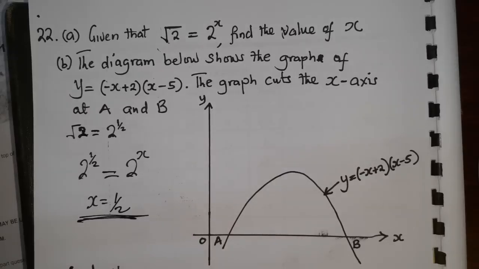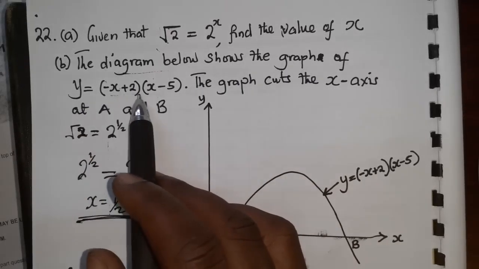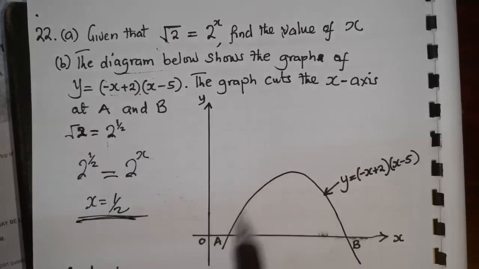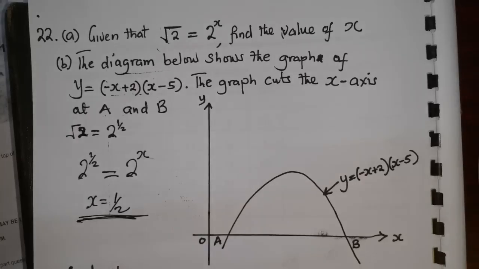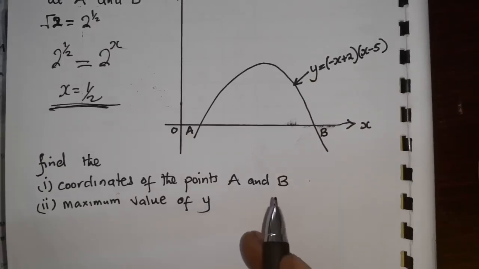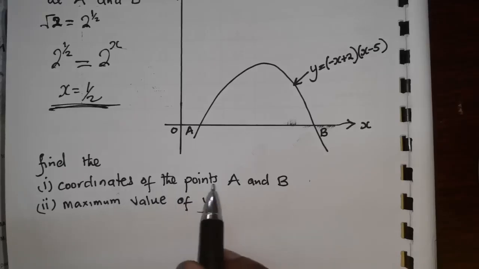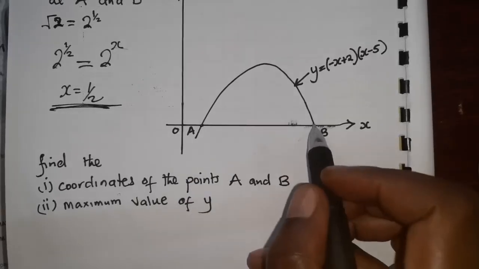Then the second one: the diagram below shows the graph here. The graph cuts the x-axis at A and B. Find the coordinates of the points A and B. What are the coordinates here? What are the coordinates here?